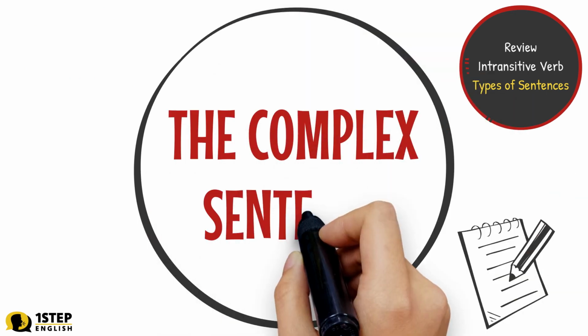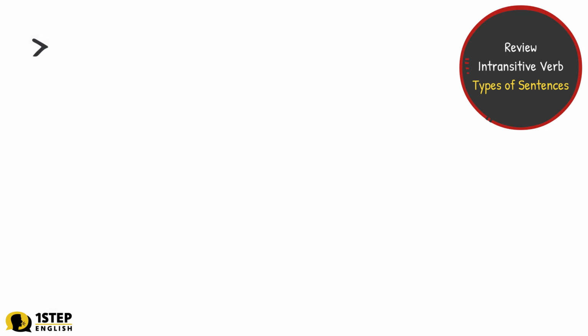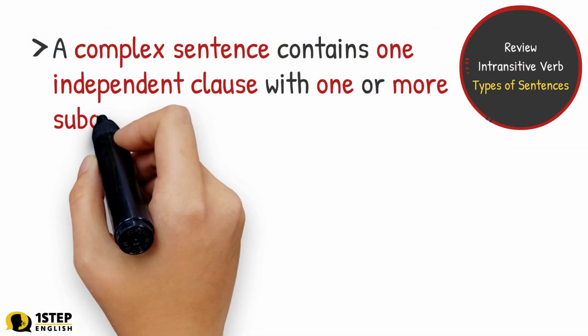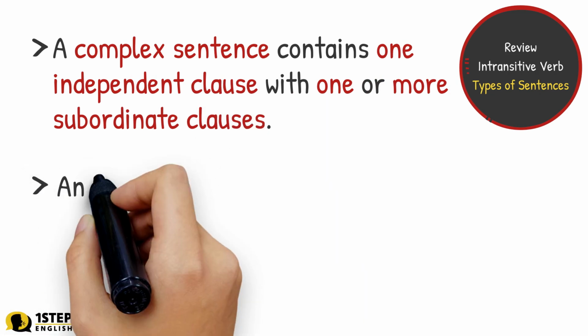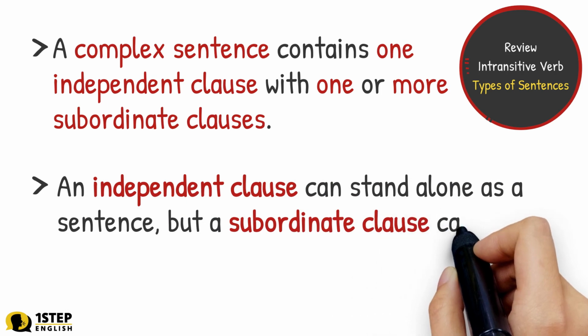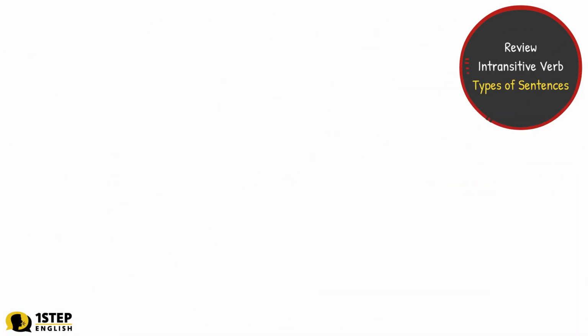The complex sentence. A complex sentence contains one independent clause with one or more subordinate clauses. An independent clause can stand alone as a sentence, but a subordinate clause cannot stand alone. Let's take a look at these examples.